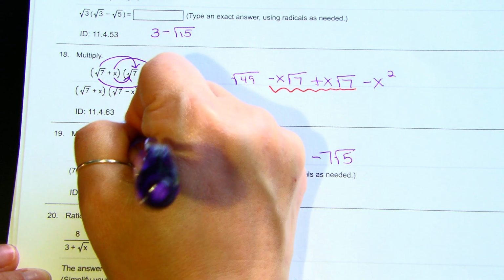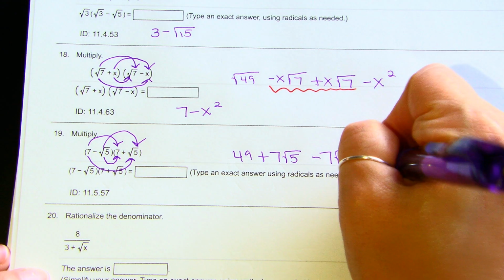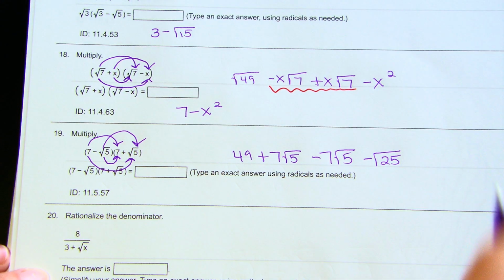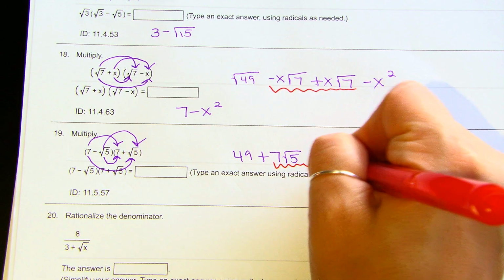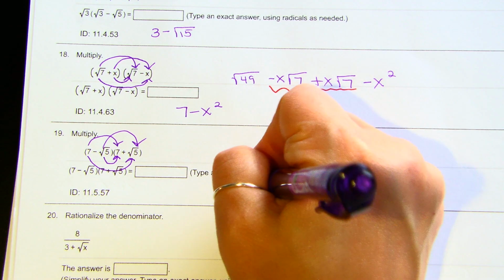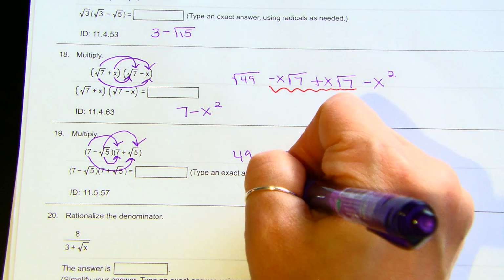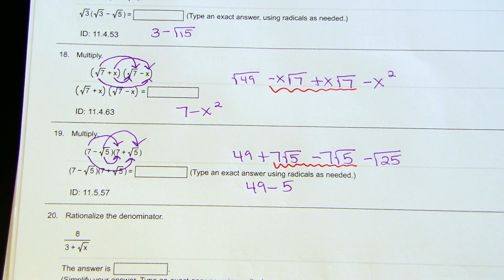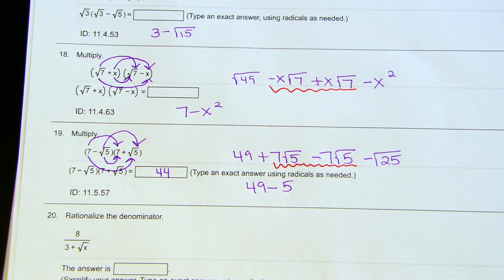And just like last time, these bits cancel out. So I have 49, and then minus whatever radical 25 is. Radical 25 is 5. 49 minus 5 is 44. So this one we actually just get a single number because there was no variables at play in our binomials, so there was nothing left for us that was unknown.